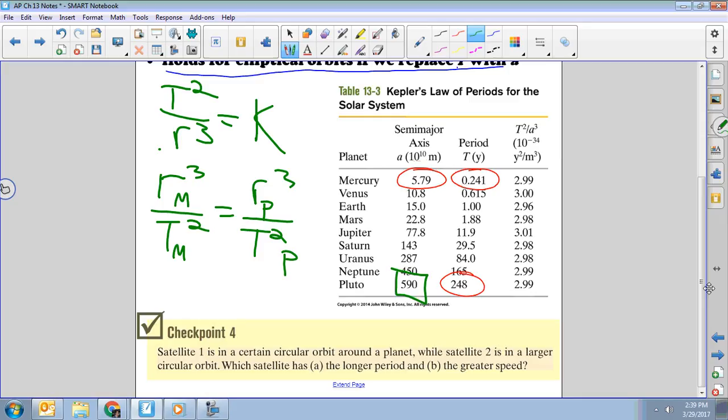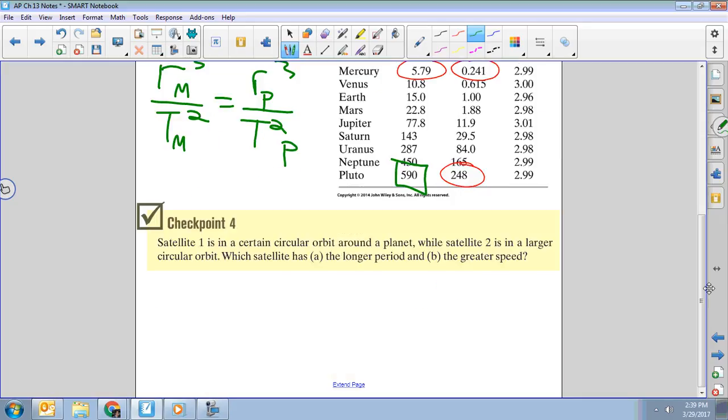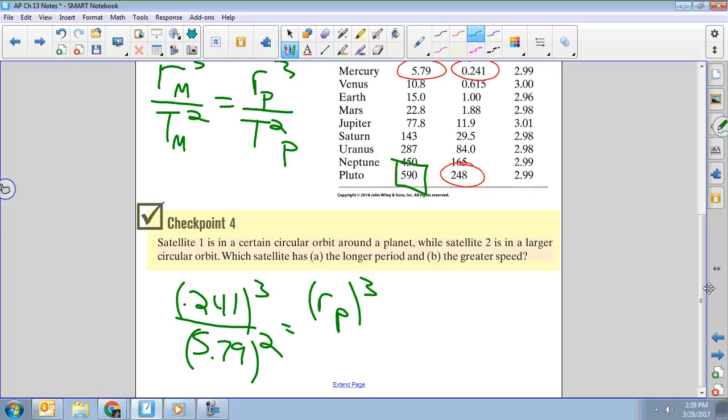Okay, so let's try it and see if it works. According to this equation, here's what we get. Our radius for Mercury is 0.241, so 0.241 cubed over the period for Mercury, which is 5.79. That ought to equal the radius for Pluto cubed over the period for Pluto, 248 squared. And solve it.